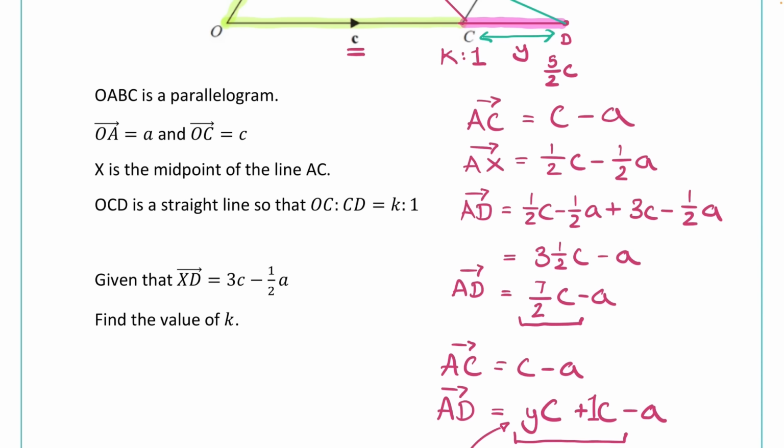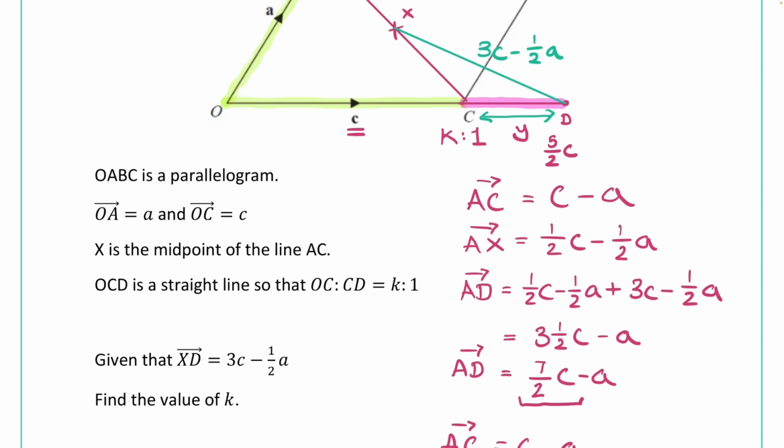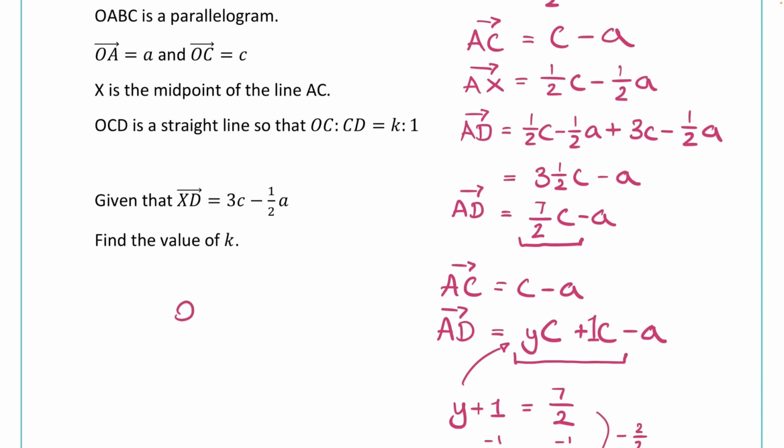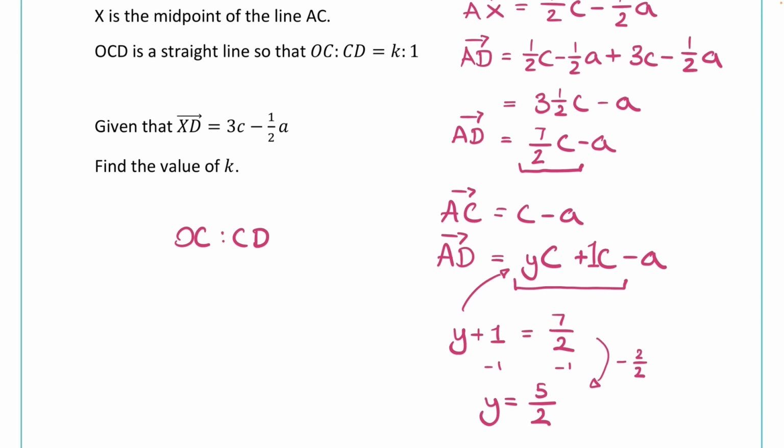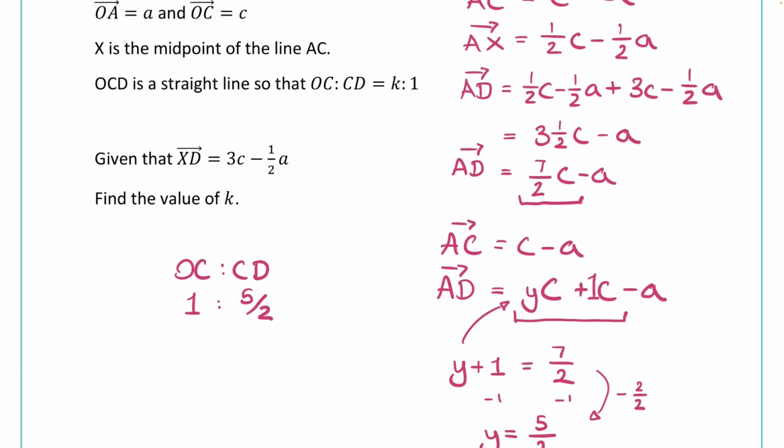So, the final step here is to look at this ratio, because at the moment, O to C, C to D, in terms of the amounts of C's that we have, we've got 1C from O to C, again, this one just here, so that's 1, and then we have 5 over 2 just here. So our ratio at the moment is 1 to 5 over 2. Or we could write that as, again, 2.5.